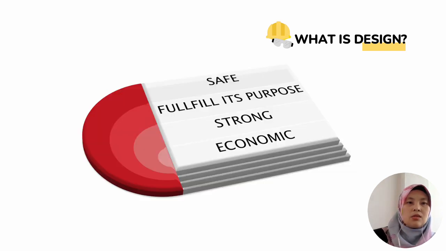These loadings are also with regard to the type of structure that we will be designing. The next one, what we can see here, are the main aims of design. The first one is to ensure that the structure is safe, and then it has to fulfill its purpose, it has to be strong, and the design also has to be economical. So these are the four important things that we have to consider in design. The basic one that we need to bear in mind is that it has to be safe.